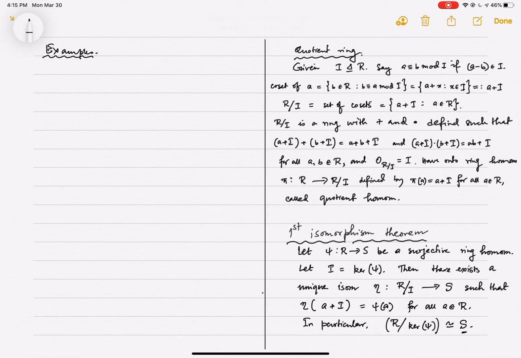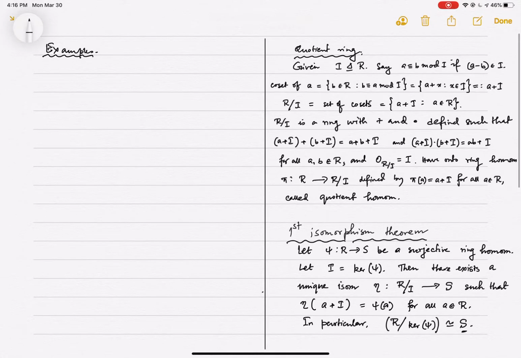Okay, let's see an example of quotient rings. Now that we have the first isomorphism theorem, I have quoted it on the right hand side here, and also there is an even shorter summary of the quotient ring construction on the right hand side up here, if we need to refer to them.